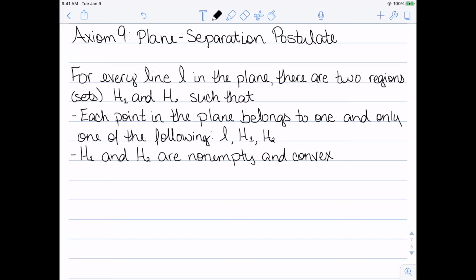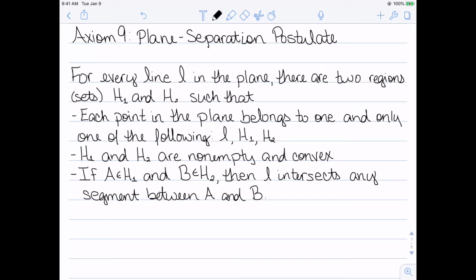The second condition: H1 and H2 are non-empty and convex, so you need at least one point in each of them, and they are convex sets. So for every two points in H1, the line segment between them is completely in H1, and the same thing for H2. And then finally, if A is in H1 and B is in H2, then my line L intersects any segment between A and B. So not just the straight line segment, but even if I draw a weird curvy one between A and B, the line L must intersect that segment. Essentially, to get from one region to the other, I have to pass through L.